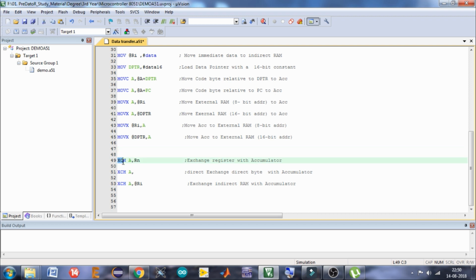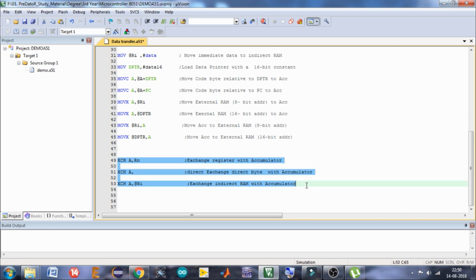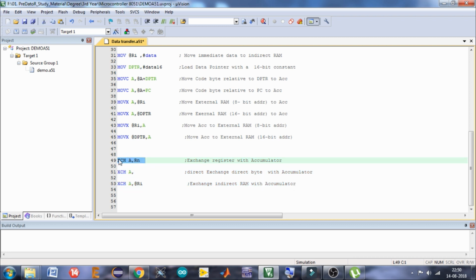These instructions basically exchange the data from one location to the other. In XCH A, Rn, the data from Rn, that is from the R0 to R7 registers, is exchanged with the data of the accumulator. In the second case, that is XCH A, direct, the data stored at a direct location is exchanged with the contents of the accumulator. And again in this case, @ symbol, that is again the indirect addressing mode. In this case, the data from the location mentioned in the register R0 or R1 is exchanged with the contents of the accumulator.